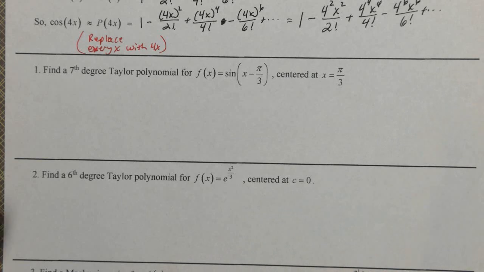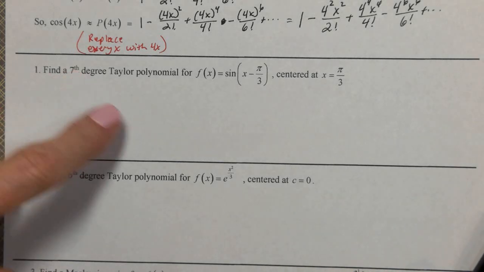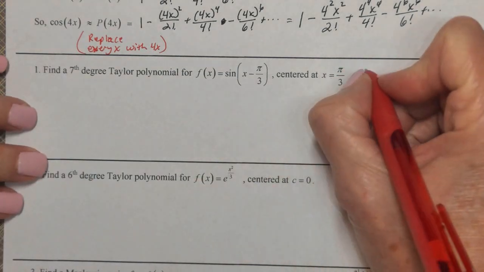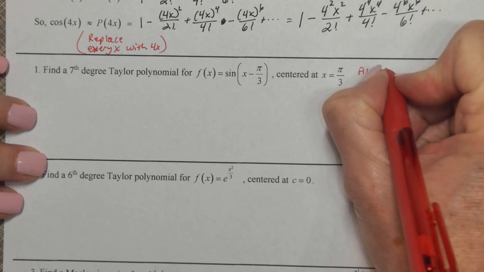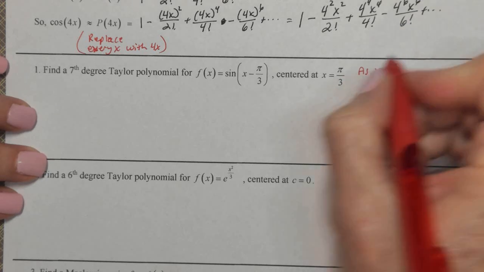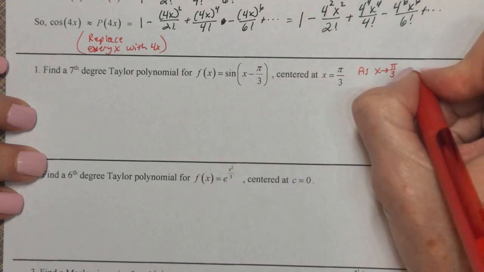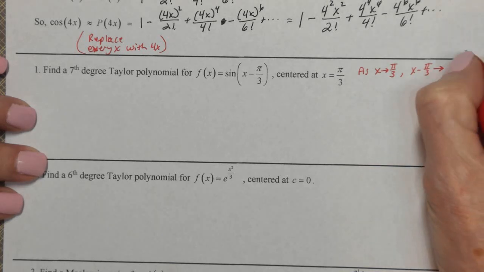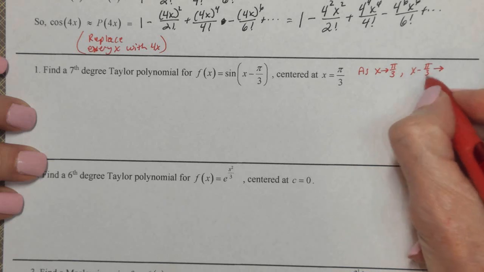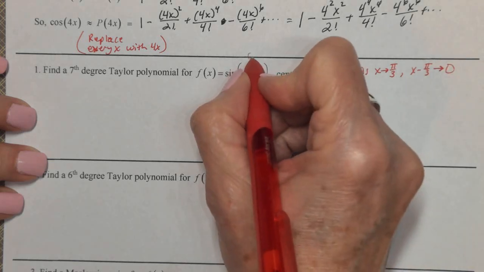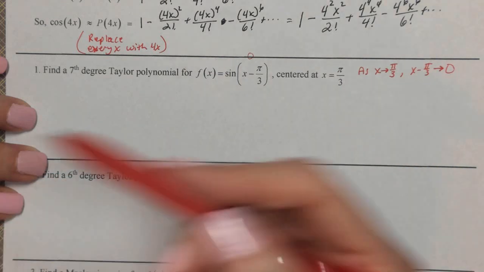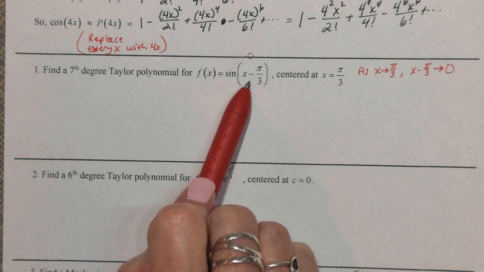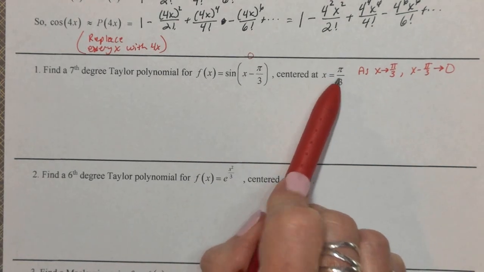Let's look at another one. We're going to write a 7th degree Taylor polynomial for this function centered at x equals pi over 3. So as x approaches pi over 3, what does the argument do? What does x minus pi over 3 go to? Well, if I put pi over 3 in for x, this whole thing is going to 0, just like the Maclaurin series for plain old sine x does. So this argument behaves like the other argument does at the center.